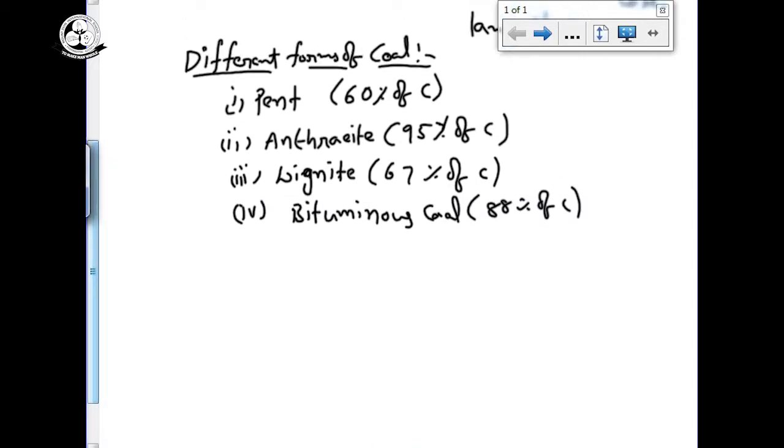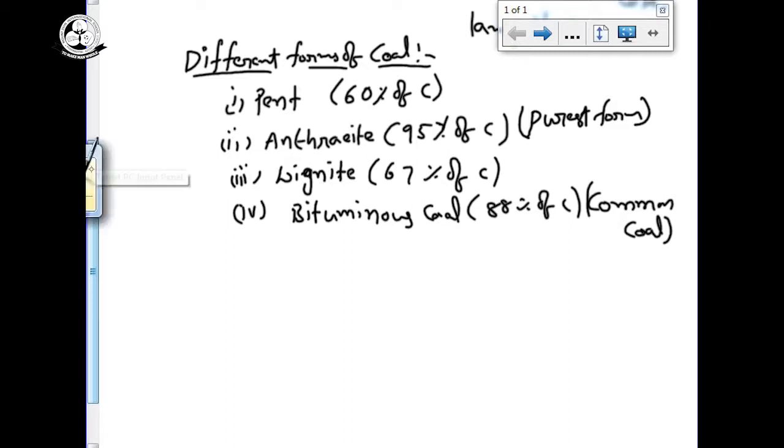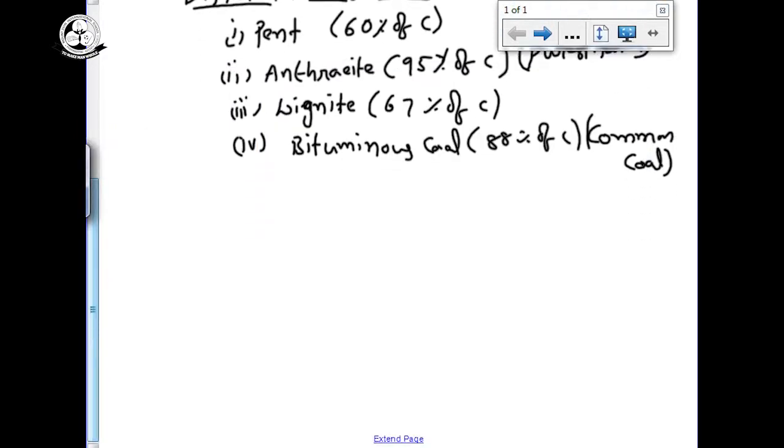And what is the common coal? The common coal contains 88% of carbon, that is bituminous coal, and the purest form of coal is anthracite. Now we will discuss them one by one clearly. First, the crystalline forms of carbon. Three important forms are diamond, graphite and fullerene. First we are going to discuss diamond.